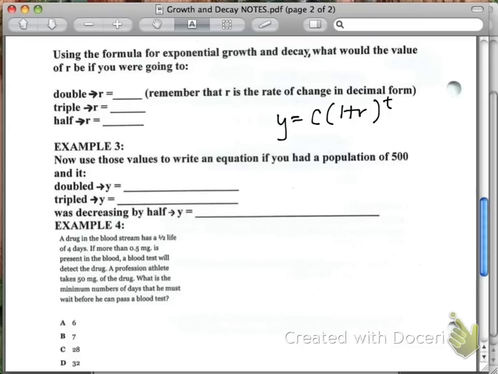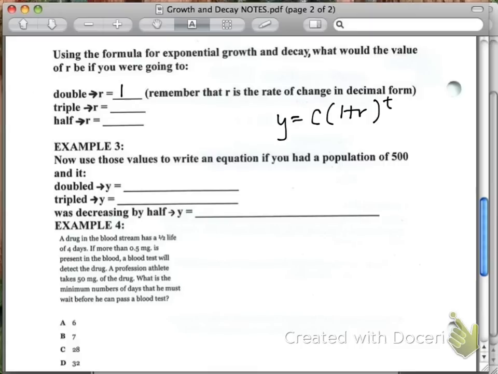So if I wanted to double something, that means I have to do my rate. Well, let's think about this. If I have 1 penny, okay, how do I double that? Well, I have to add 1 full penny to it, right? And then I get 2. So if I double this, my R needs to be 1, right?